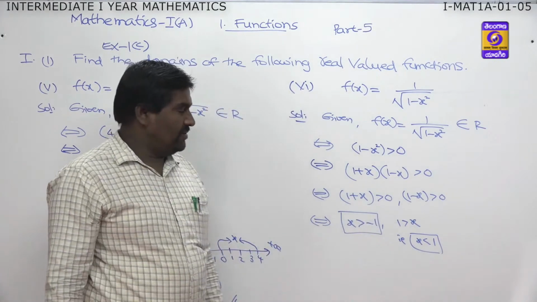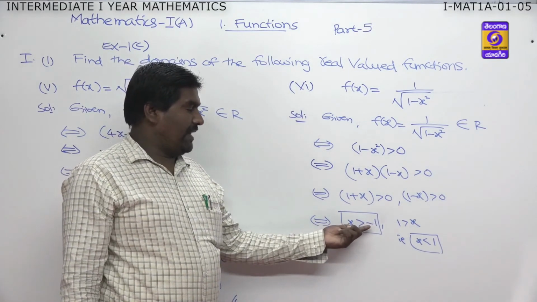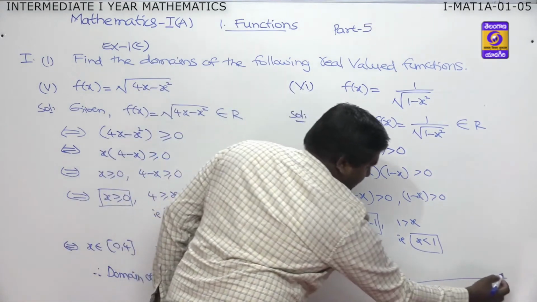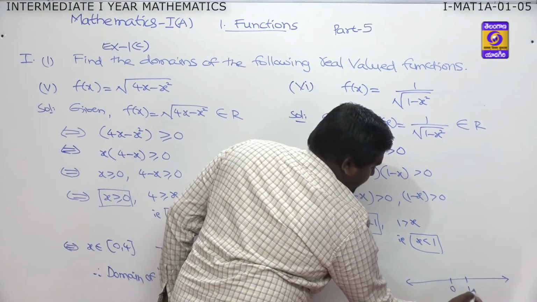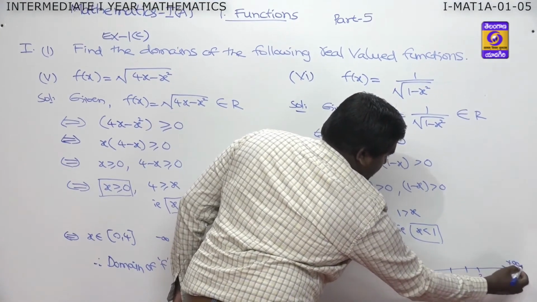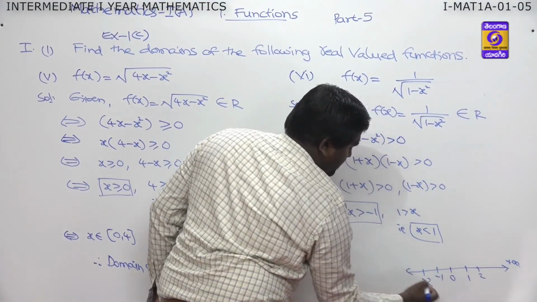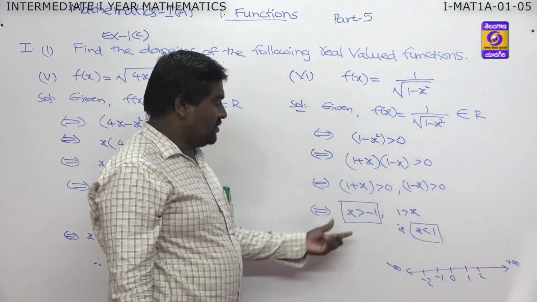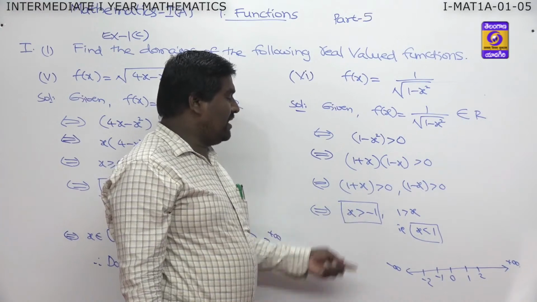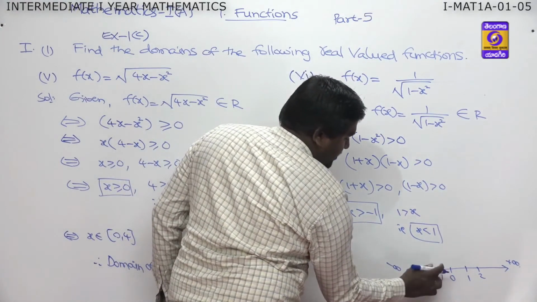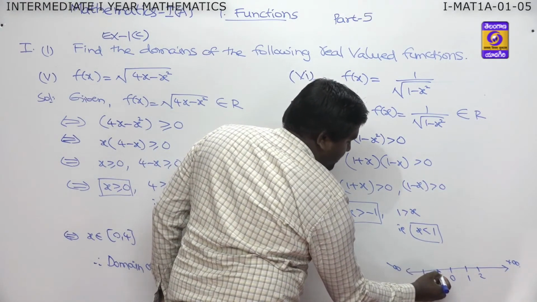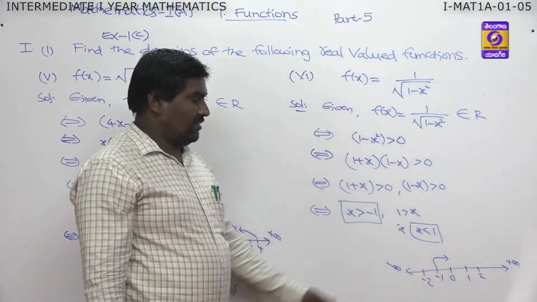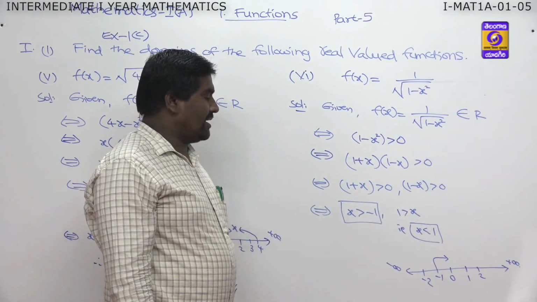So try to take the values of x. x is greater than minus 1 and x is less than 1. See the number line. It is 0, 1, 2, plus infinity, minus 1, minus 2, from minus infinity. So x is taking the values greater than minus 1. The values which are greater than minus 1 lie to the right side.